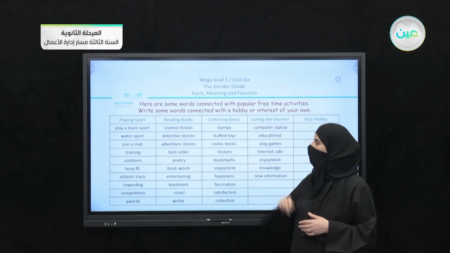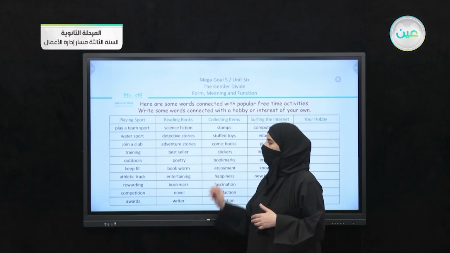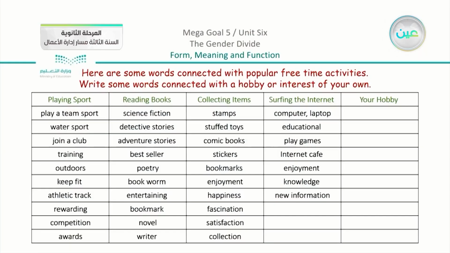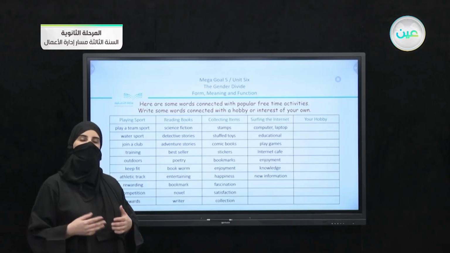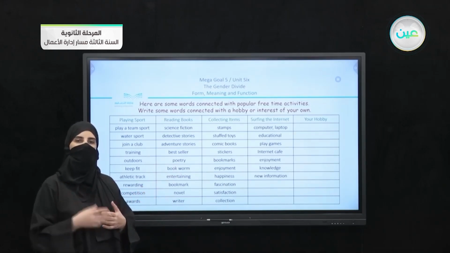We have the same idea in reading books. We can see that we have, for example, detective stories, but we do have bookworm, entertaining, bookmark, novel, and writer. For words connected to collecting stamps, we have stamps, comic books, happiness, fascination, satisfaction. You can see that there are also adjectives connected to the topic. We have surfing the internet, for example, enjoyment, play games, educational, new information, and so on. So you are free to add and to use the words to express your own activities or hobbies.